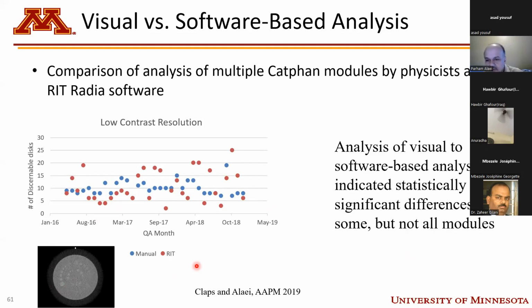What we concluded was that whether you do it visually or software-based, there are statistically significant differences for some, but not all, of the modules. For example, for Hounsfield unit it didn't really matter whether you do it visually, manually, or via software. But the low contrast resolution did matter if you do it with software.